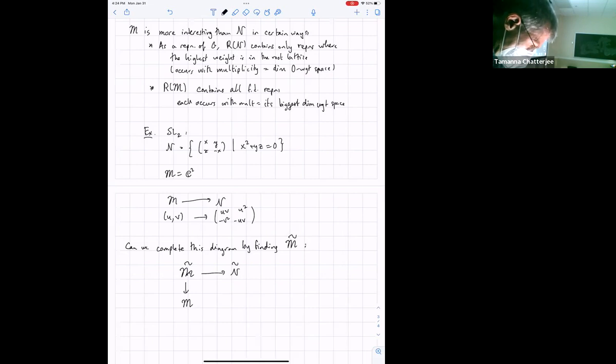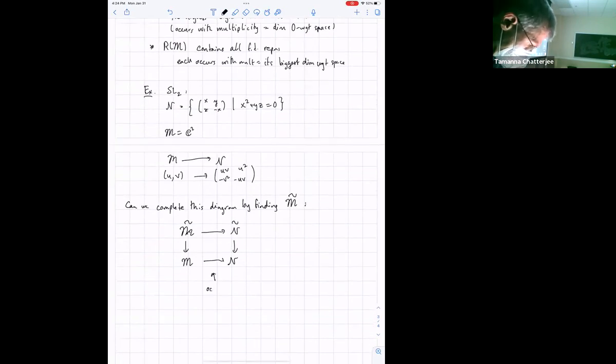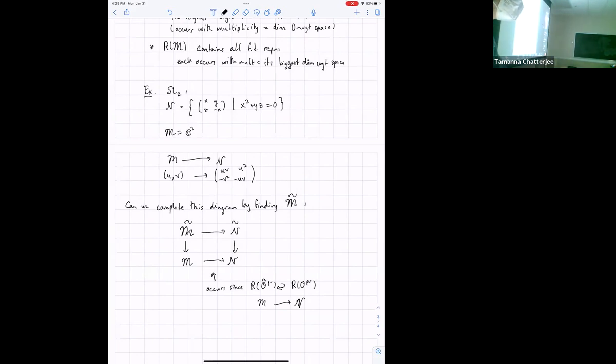All right, so I should back up. So maybe I'll just say it in words in a second. This bottom map occurs because R of O tilde, these functions, contain R of O principal. And when you have a map on rings, it induces a map on the specs in the opposite direction. So that gives N tilde to N, and that's why you have that map. So the right vertical map we've explained already. But we still need to construct N tilde and then show that all these maps exist.